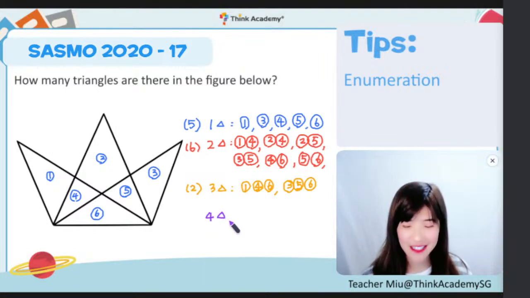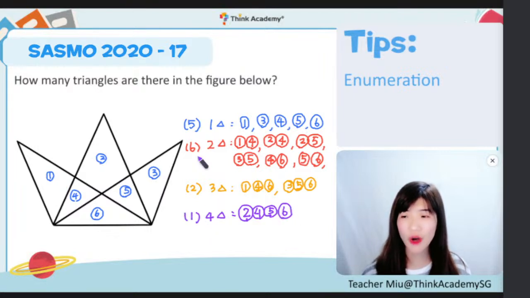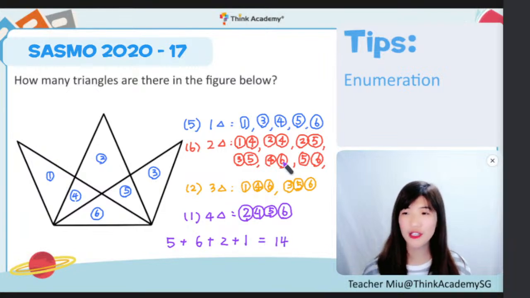Yes, it is. Who they are? Yes, it is. 2, 4, 5, and 6. So there is 1 more. Altogether, we have 5 plus 6 plus 2 plus 1 equals 14. So altogether, there are 14 triangles.